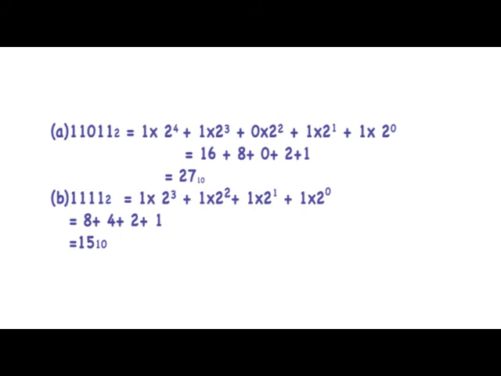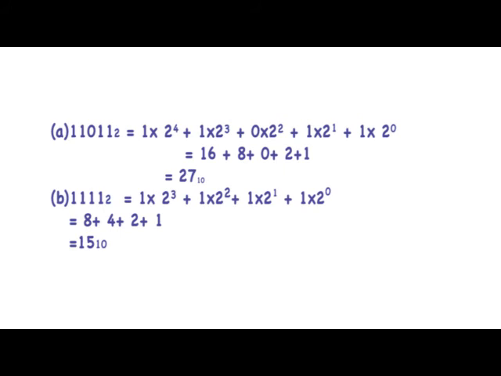Remember that any number raised to the power 0 is 1. That is why the last term, 1 times 2 raised to the power 0, gives 1 times 1, which is 1. So if you add all this, you have 27 base 10.